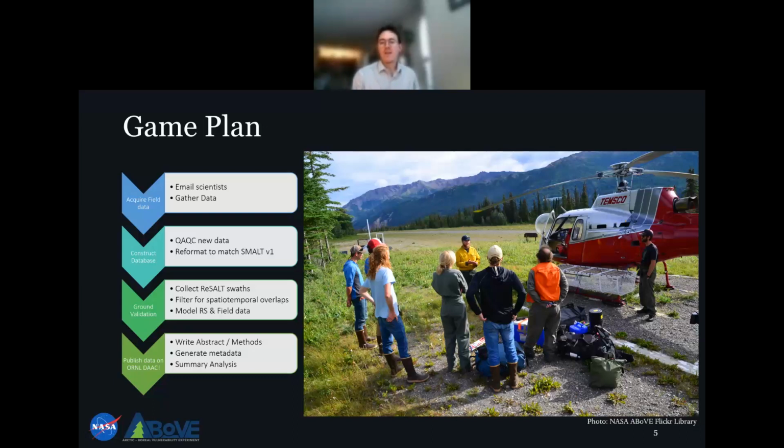And after all this was done, I began writing up abstracts, generating metadata, as well as working on the ground validation models. And here's a really cool photo of some field scientists that I pulled from the NASA ABoVE Flickr library.